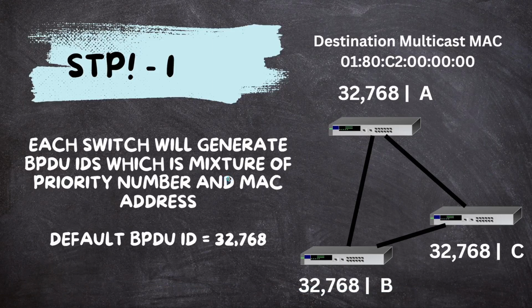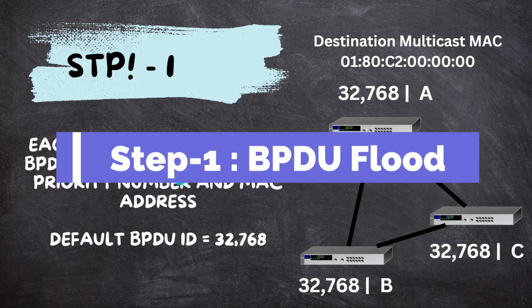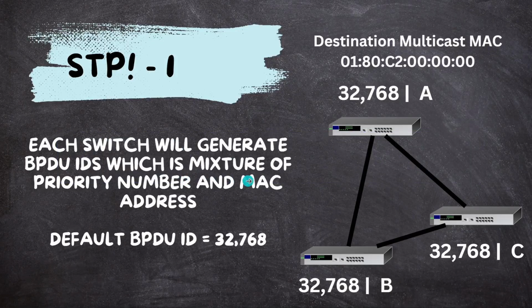If we talk about STP, then STP goes through many phases. But to understand, I have broken it down into a few steps. These are not actual steps; this is just for understanding that I have broken it down. According to STP, this is the first step: each switch will generate a BPDU ID, which is a mixture of the priority number that is selected by the switch itself and the MAC address. The combination of this priority and MAC is known as the BPDU ID.